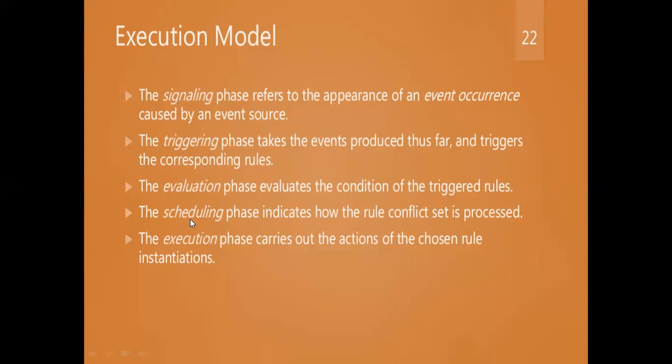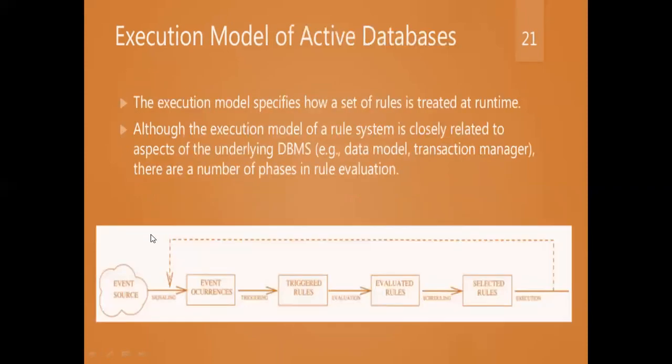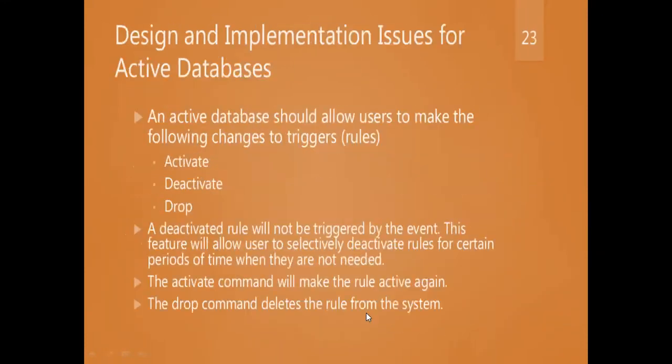Next, the scheduling phase indicates that the rule conflict set is processed. Which means, what is the set of rules? If the condition is matched, what set of rules do we need to execute? Those are processed here. And the execution phase: after checking the condition, the action that needs to be taken is executed in the execution phase. This is about your event execution.